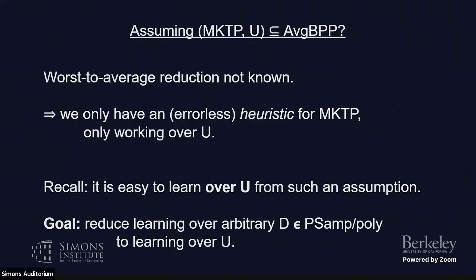Just to review the situation, we don't have a lot of those tools that we had in the case of K poly, like a worst-to-average reduction or KT compression via generator reconstruction. So all we really have to work with now is the assumed heuristic for MKTP, and it only works over the uniform distribution. But at least we know that we can learn over the uniform distribution from this assumption. So our goal now becomes to reduce the task of learning over an arbitrary distribution to that of learning over the uniform distribution.